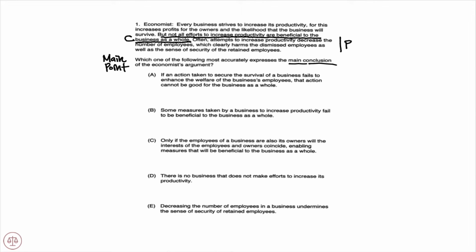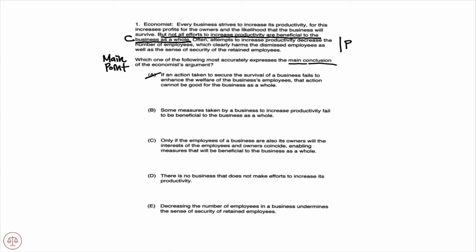And is that a restatement of our conclusion? You notice clearly it is not. A does not even have to be true. We have nothing about whether it's enhancing the welfare of a business's employees. All we know is that not all efforts to increase productivity are beneficial to the business as a whole. And why? Because often attempts to increase productivity decrease the number of employees, which clearly harms the dismissed employees, as well as the sense of security of retained employees. So A definitely does not work.